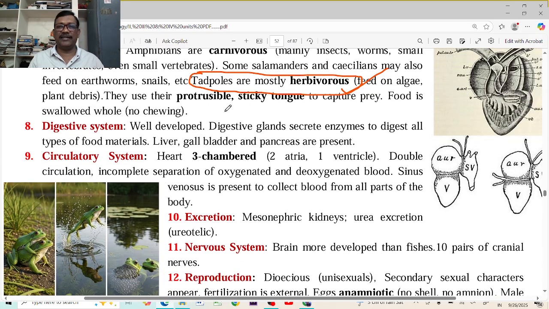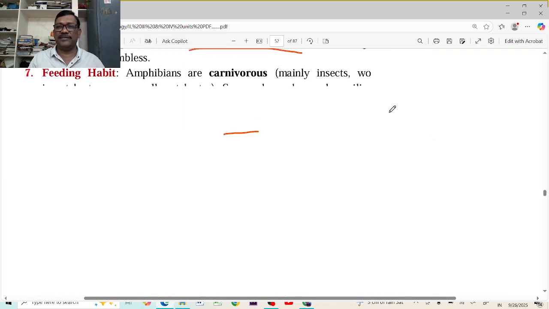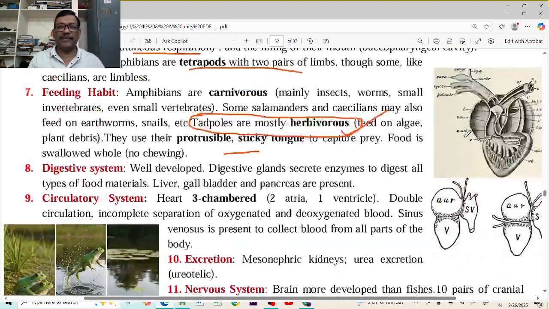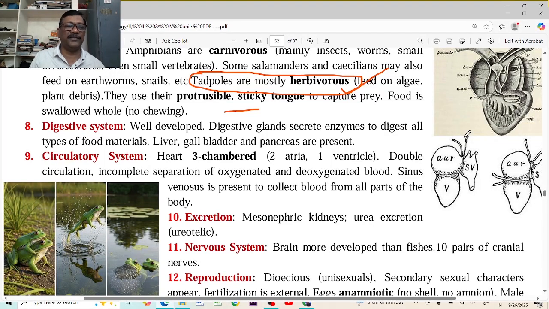A protrusible sticky tongue is present. With the help of this tongue, it can catch the prey, an insect or whatever the food material may be. The digestive glands like the liver, gallbladder and pancreas are all well developed, attached to the digestive tract, and release enzymes to run the digestion process.